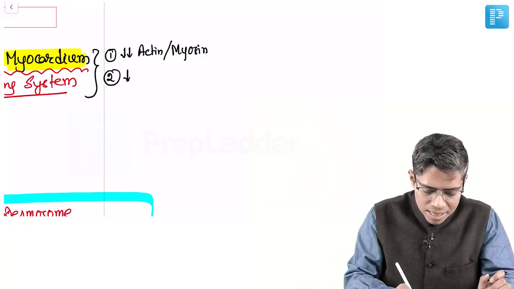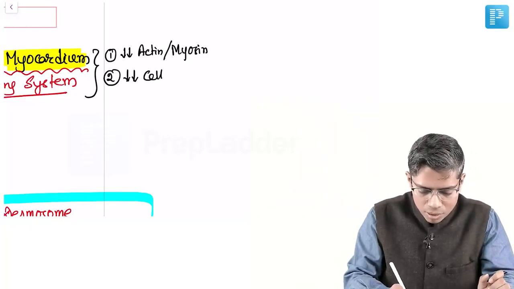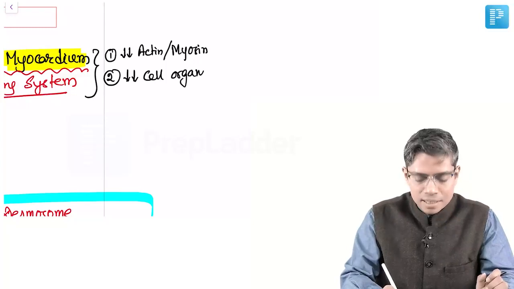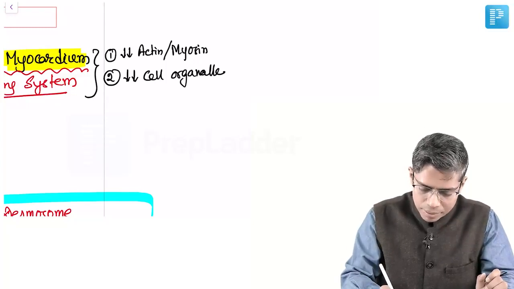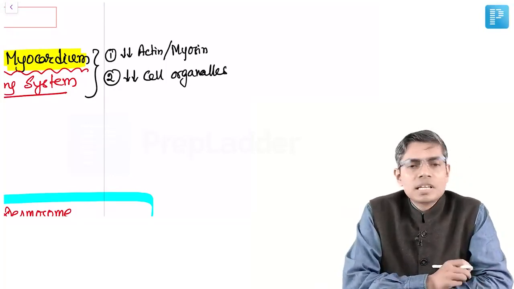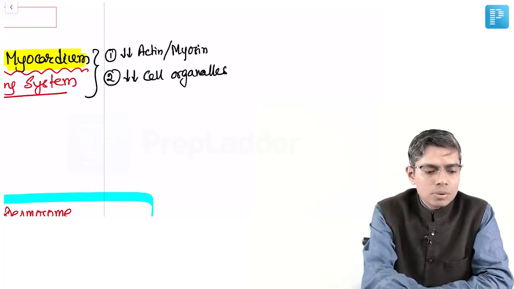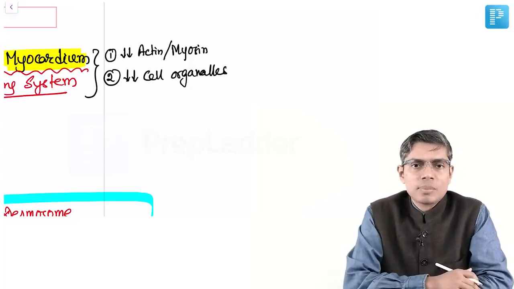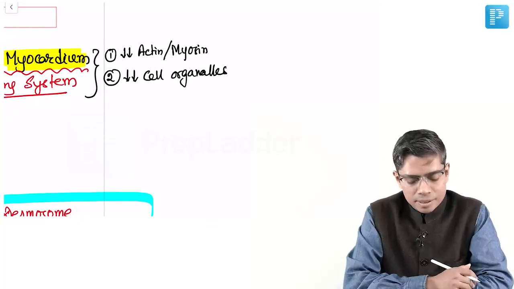Second thing, very less number of cell organelles are present in case of modified myocardium, right? So cell organelle numbers are also very less. Like for example, mitochondria will be lesser, Golgi body, they are lesser in modified myocardium.